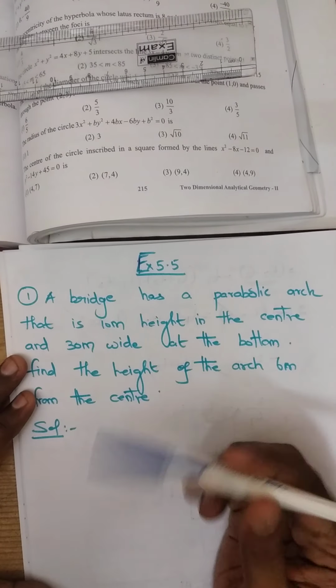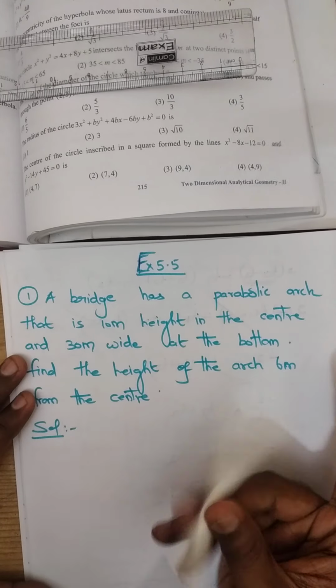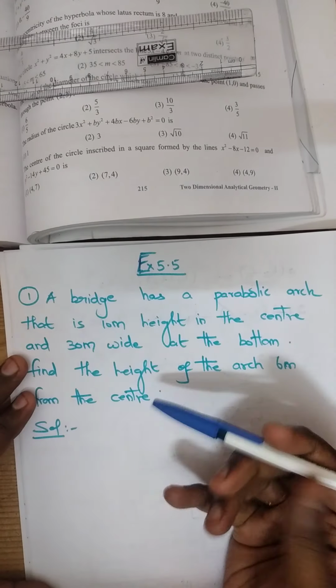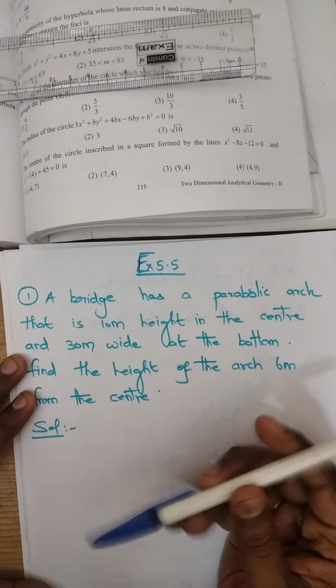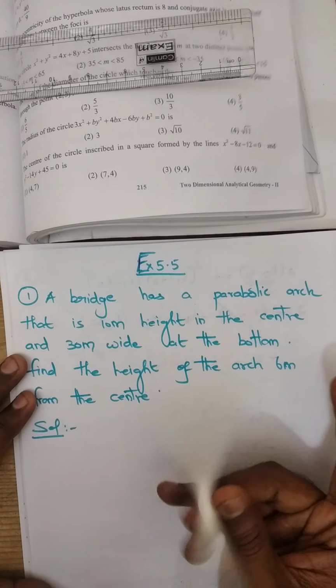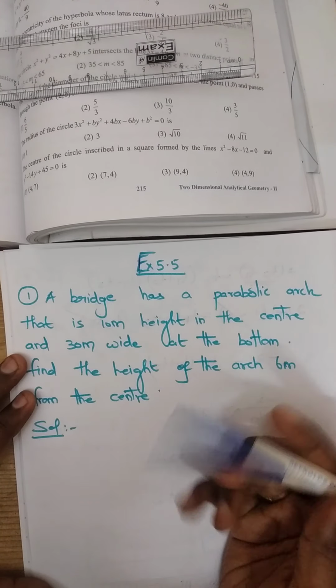Good morning, students. Next, we are going to move towards exercise 5.5. In exercise 5.5, we have 10 sums, and 5 to 6 sums in the examples, totally 16 sums. If you read these 16 sums, you will surely get one 5 mark sum in the public exam itself.